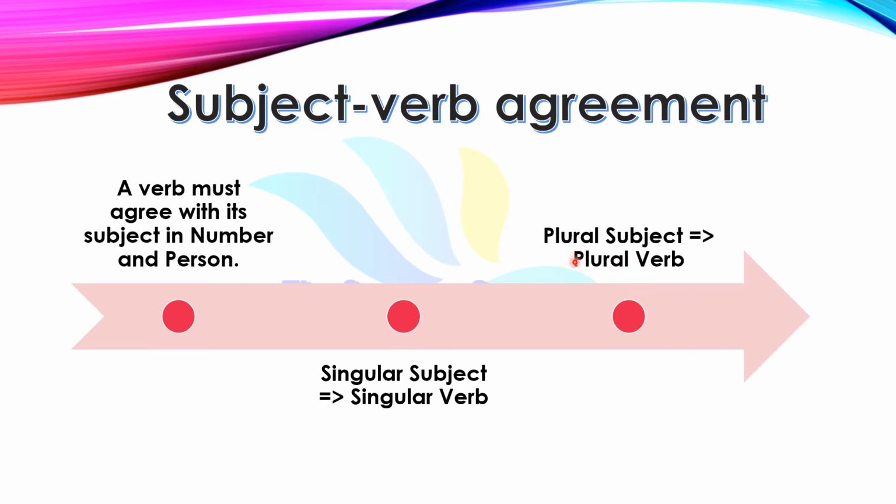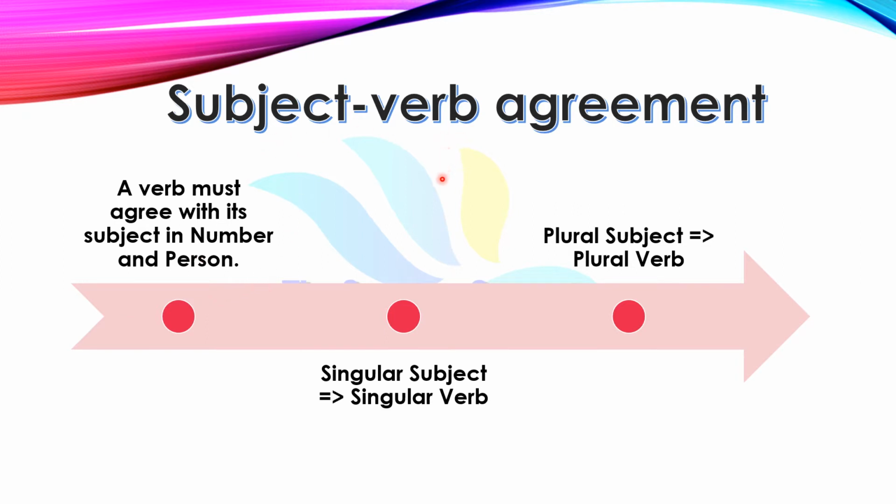Let us understand what actually subject-verb agreement is. As you can see, the title itself shows a lot to us, right? Subject-verb agreement means we are going to discuss something which is happening between subject and verb. They are doing agreements, we are doing nothing, right? Yes, so actually a verb must agree with its subject in number and person. That is all about subject-verb agreement.